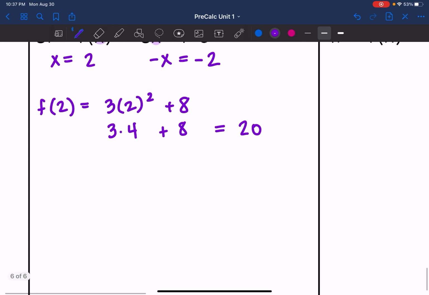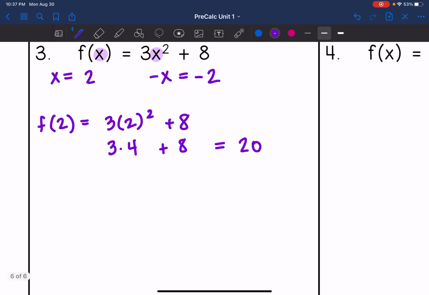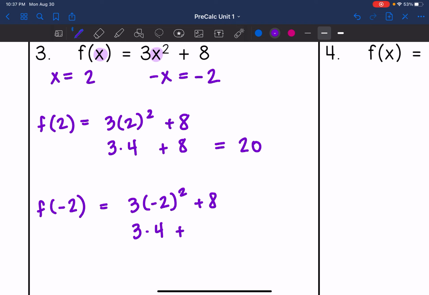Okay, so now I want to try putting in negative x. So this time I want to put in negative 2. So same deal, 3, but plug in negative 2 this time. And now let's see what this equals. So this 3 times, well, what is negative 2 to the second power? So it turns out that is also positive 4, because negative 2 times negative 2. So fill out the rest. 3 times 4 is 12, plus 8 is 20.